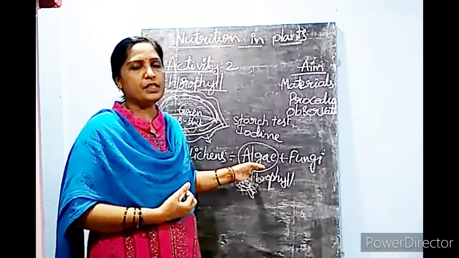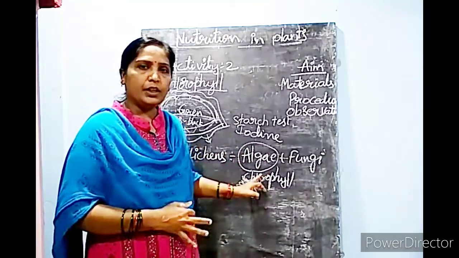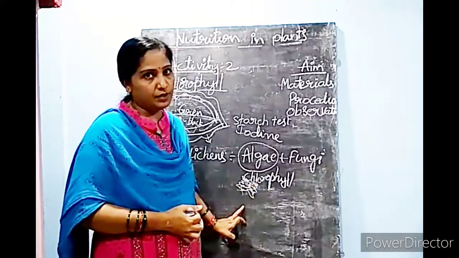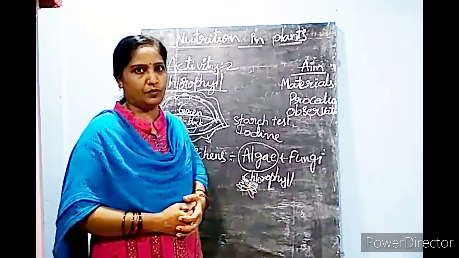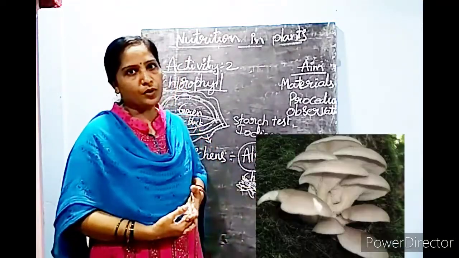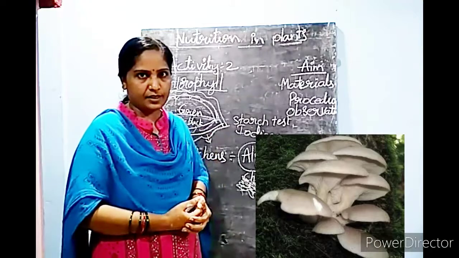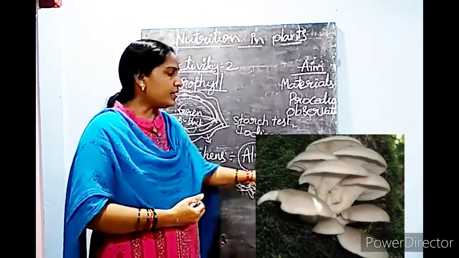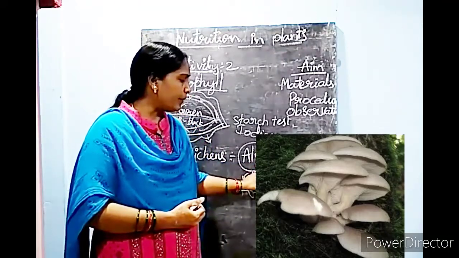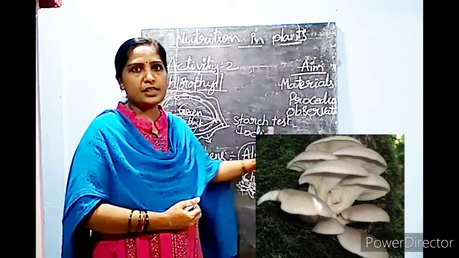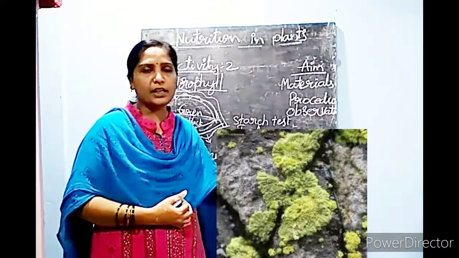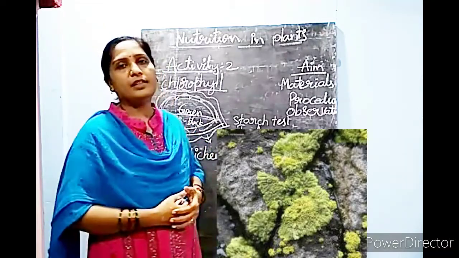So you can observe this as a green patch. It doesn't have a stem or roots and other parts. Only the green leafy structure is present, which contains chlorophyll. So it can make its own food, whereas fungi cannot make their own food. They both live together and benefit each other. Algae prepares food for fungi, and fungi gives shelter to the algae. So this symbiotic relation between algae and fungi is known as lichens.